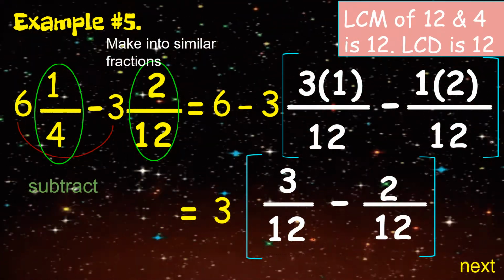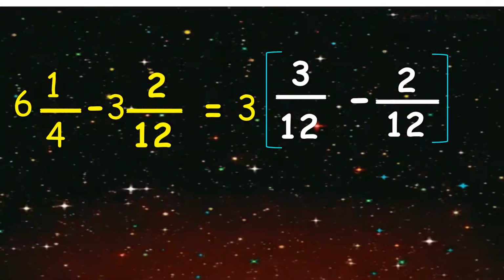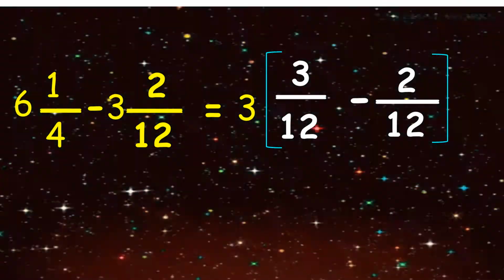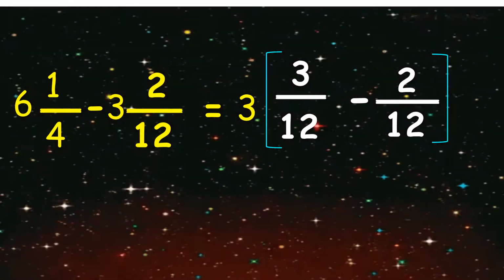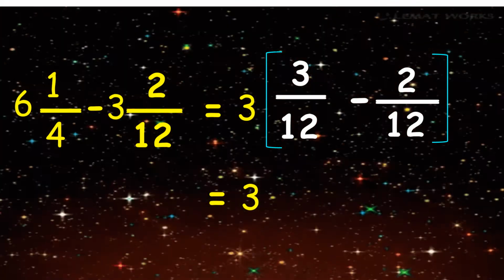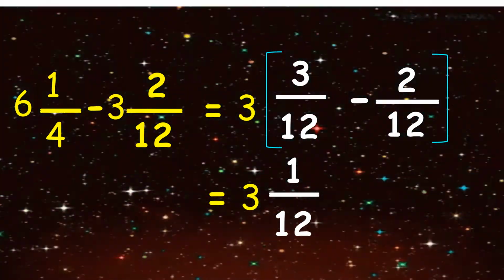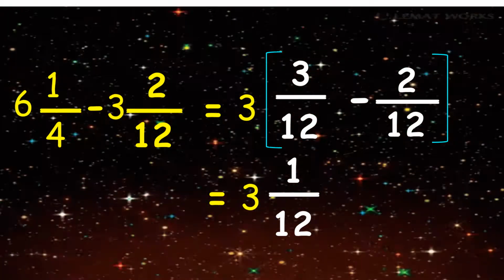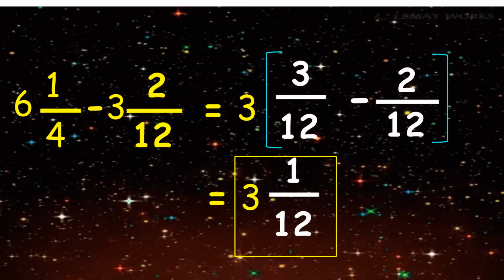Then, let's proceed to the subtraction of similar fractions. We have 3 over 12 minus 2 over 12. Let's copy. 3 minus 2 is 1. Therefore, we'll be using 1 over 12. The answer is 3 and 1 over 12.